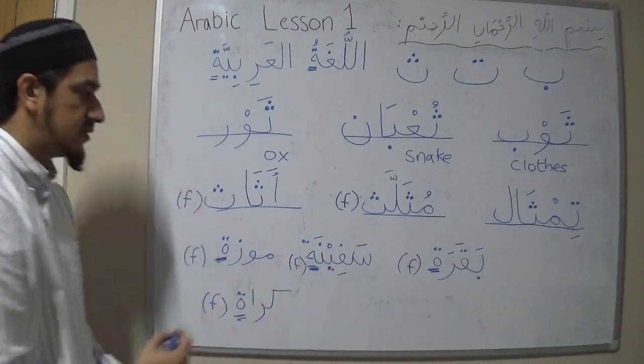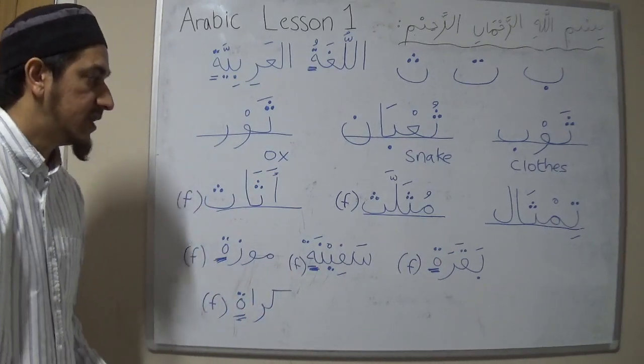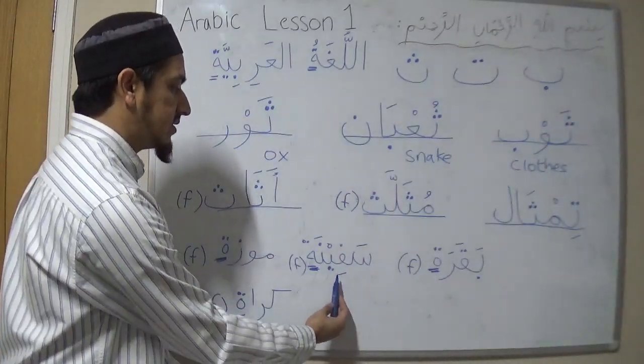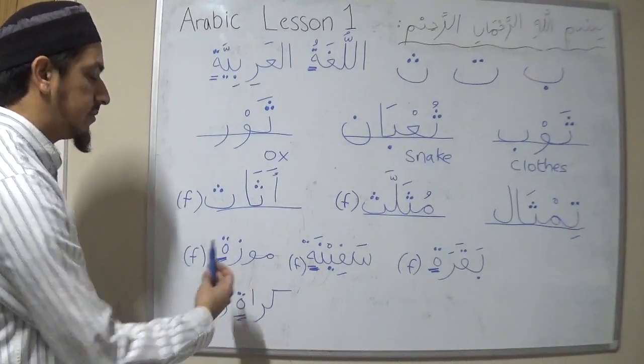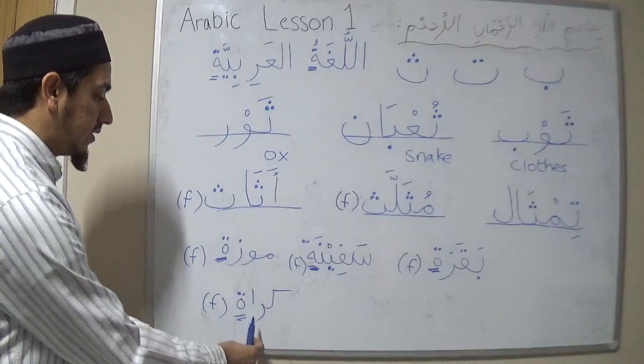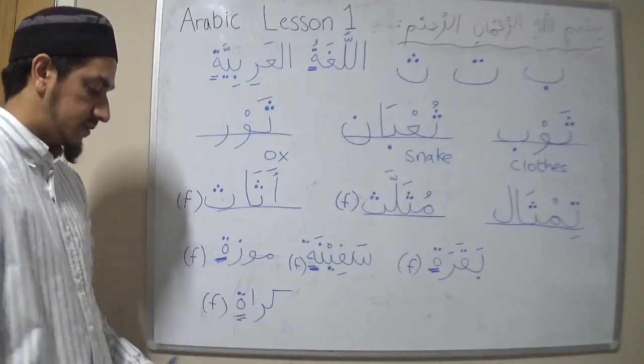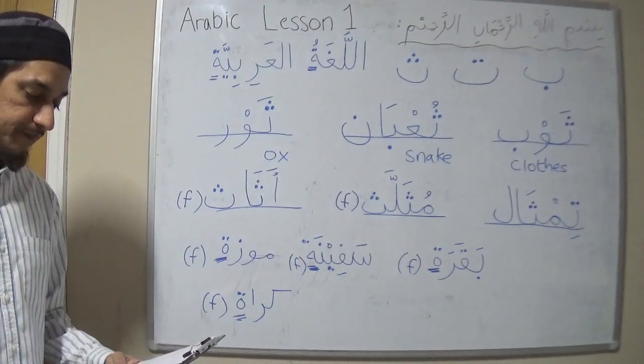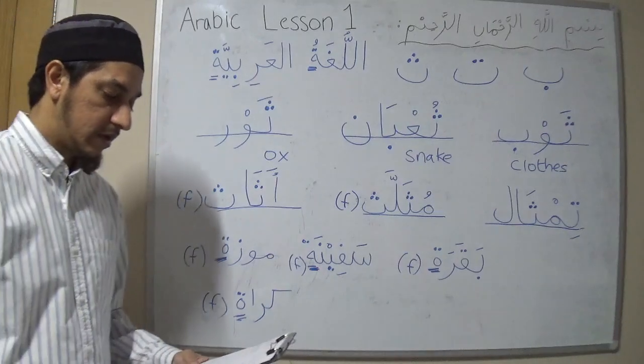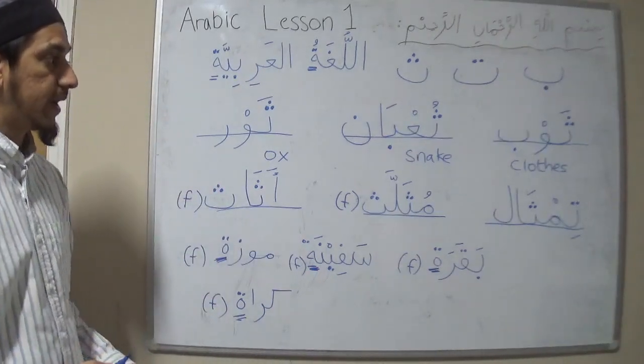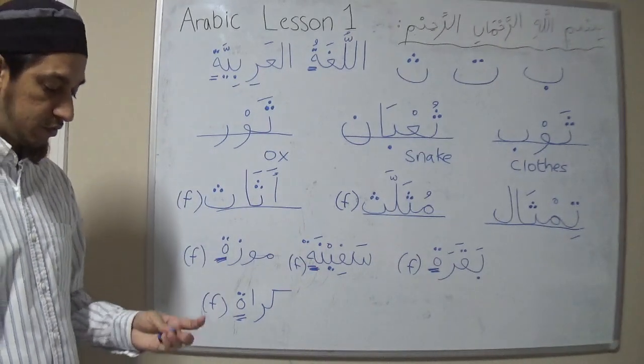So for all of these, you use هذه. This is a cow. هذه سفينة. This is a ship. هذه موزة. This is a banana. And these are bowls. And that was more or less it from the feminine words that we had.